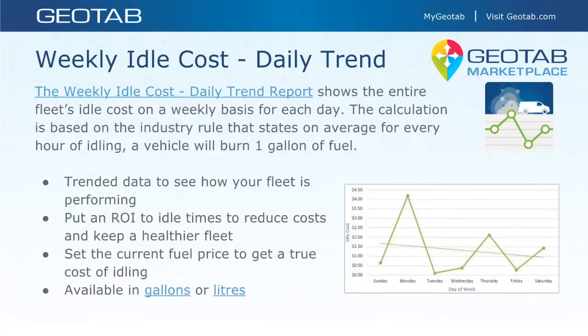Another one for productivity is the weekly idle cost daily trend report, and this is going to show you how much money you're spending on idling every day over the previous 7 days. This is based off of the general rule of thumb that 1 hour of idling is going to burn 1 gallon of gas. This report is also available in either gallons or liters.